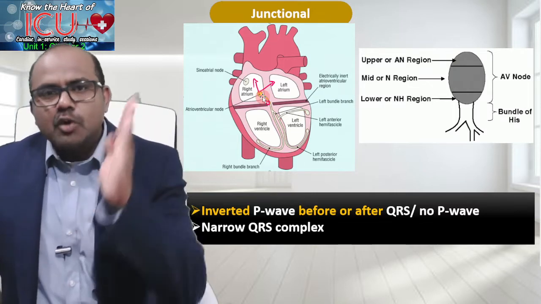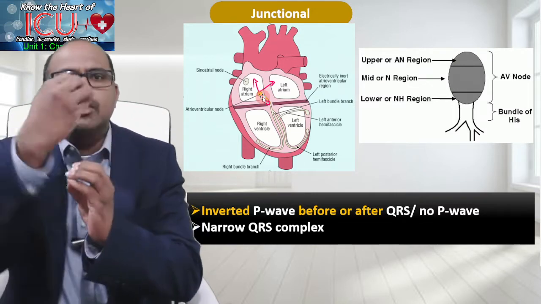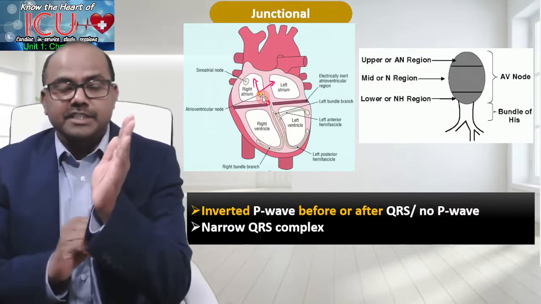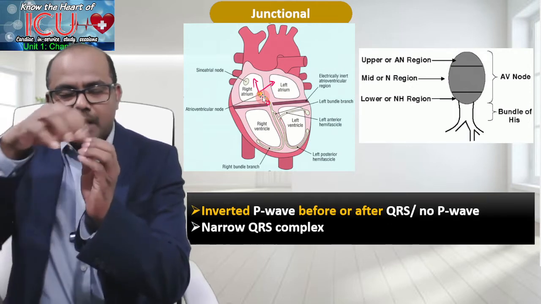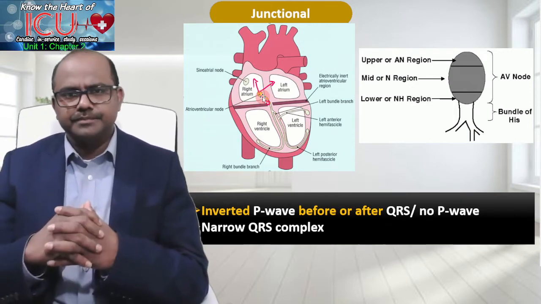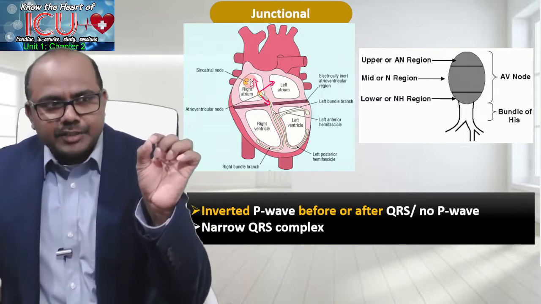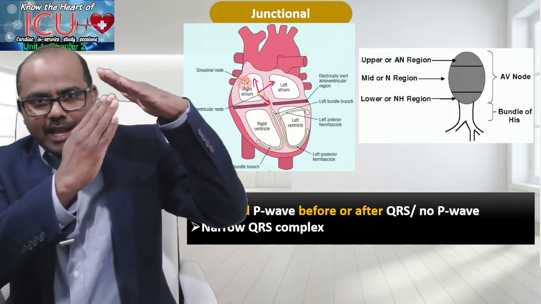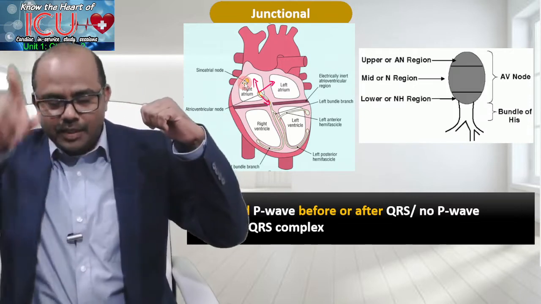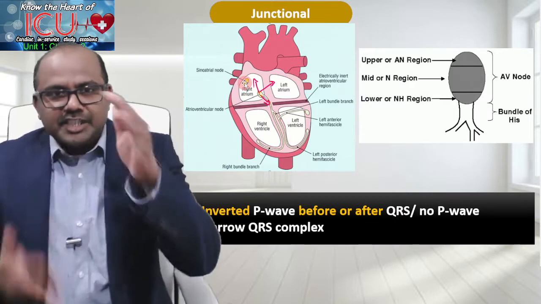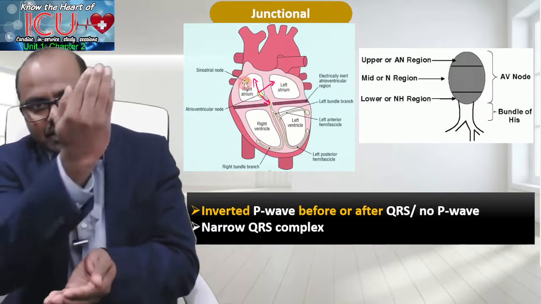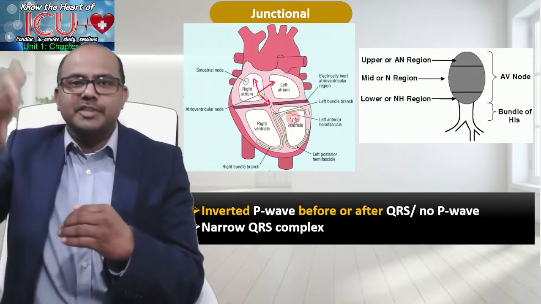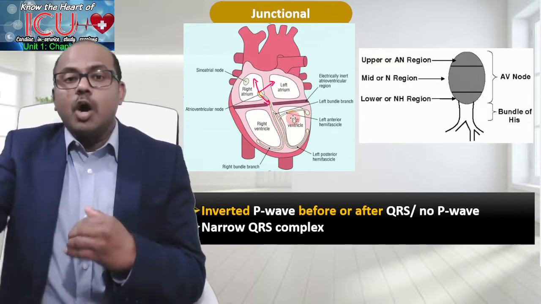If the impulse originates from the high region, what happens? It is closer to the upper portion of the AV node, which is closer to the atria than the ventricle. So the impulse reaches the atria before it reaches the ventricle. But usually, an atrial impulse originating from the atria or SA node moves from up to down, so you have an upright P wave. But this is just reverse. The impulse is moving from down to the upward direction, so the P wave will be in the opposite direction.